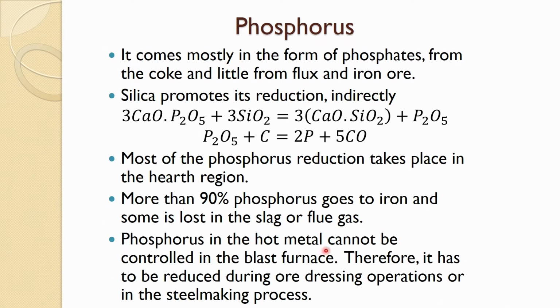Because it cannot be controlled in the blast furnace, ore dressing, that is, processing of the raw material in the starting, should be taken care of to reduce the phosphorus. If that is not possible or it becomes expensive, then the phosphorus reduction should be done in the steel making operation.